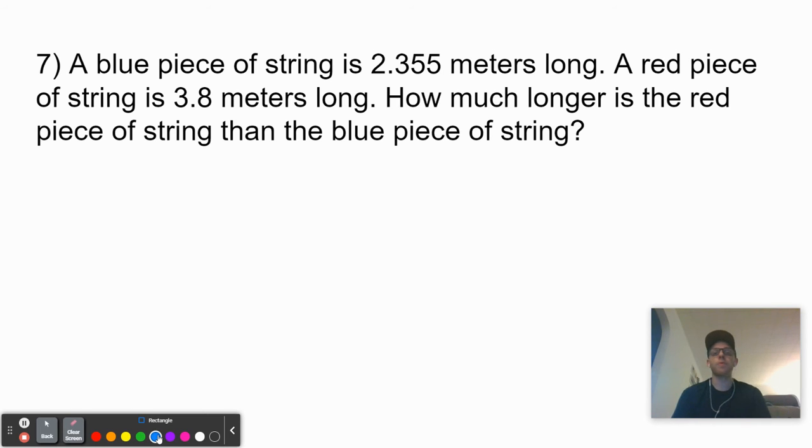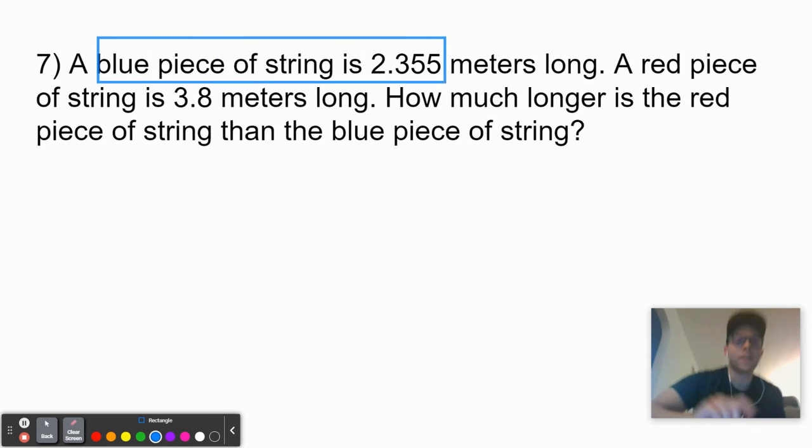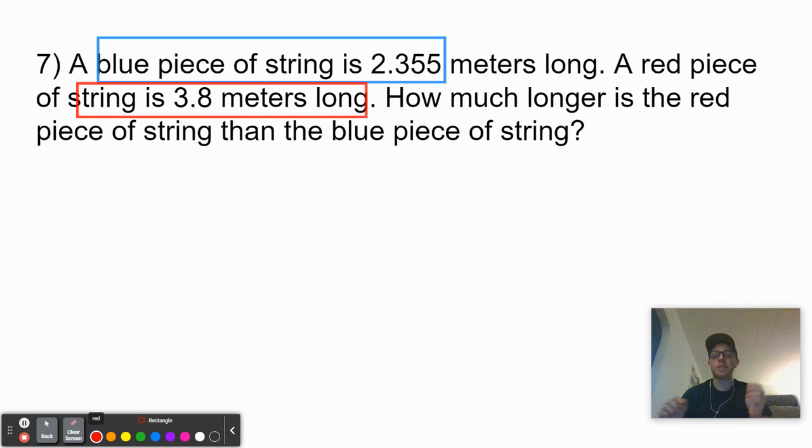But it says we have a blue piece of string that is 2.355 meters long. So I am going to box that whole chunk in blue, because that makes a lot of sense for my brain. And we have a red piece of string that is 3.8 meters long. So I'm going to box that chunk in red. Specifically the numbers, right? I have a blue piece of string and a red piece of string.